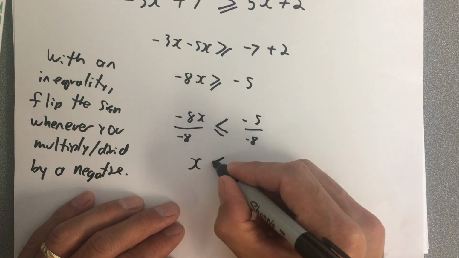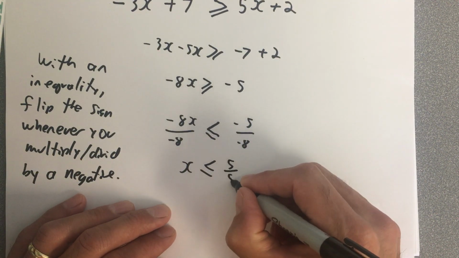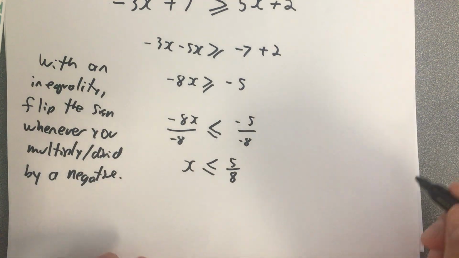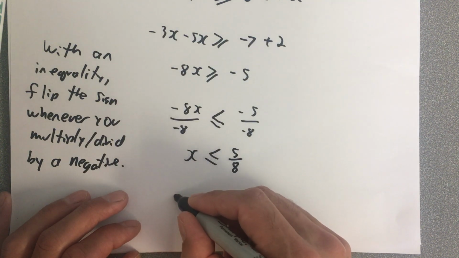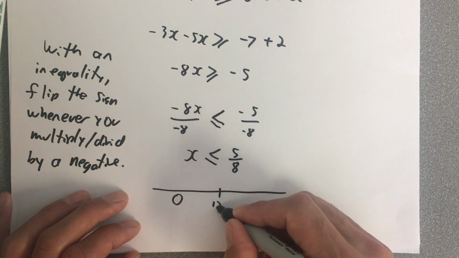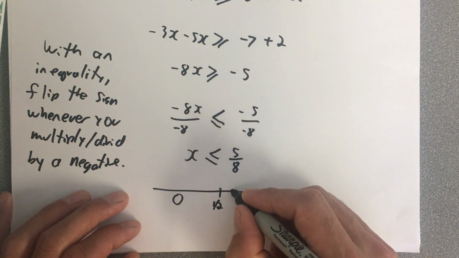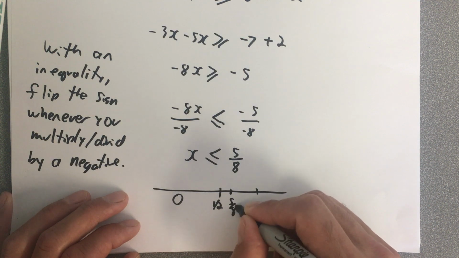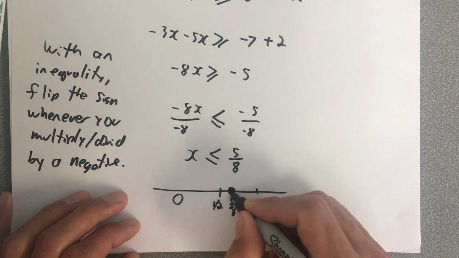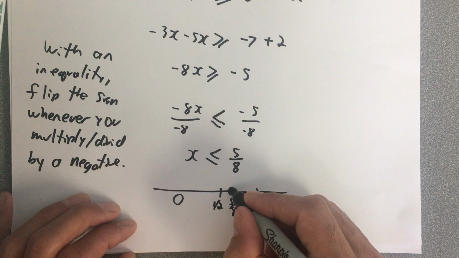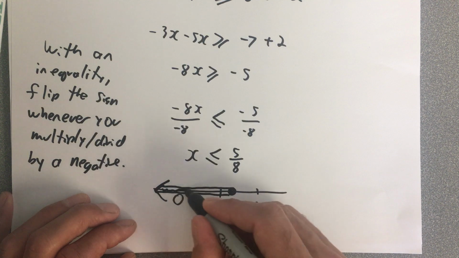My solution is that x is less than or equal to, and a negative divided by a negative is a positive, 5/8. So that's just over a half. Less than or equal to 5/8. To plot this solution on a number line, I would have 0, 1/2, 1. And so 5/8 would be right about here. That's 5/8. And notice it's less than or equal to. So I'm going to color that in, and we're less than or equal to that, so I'm going this way. So my solution on the number line is that.